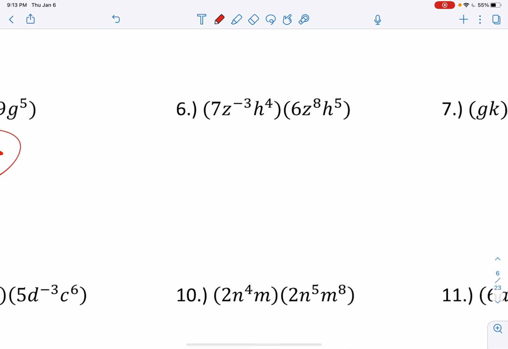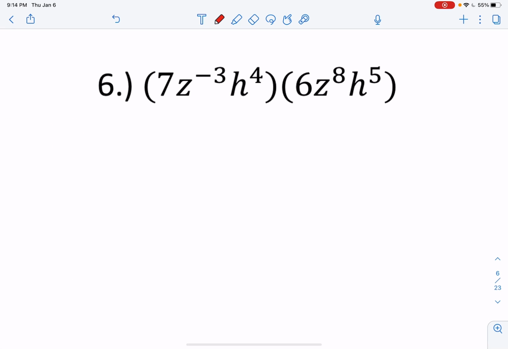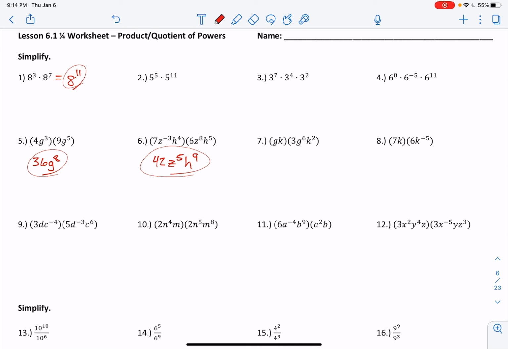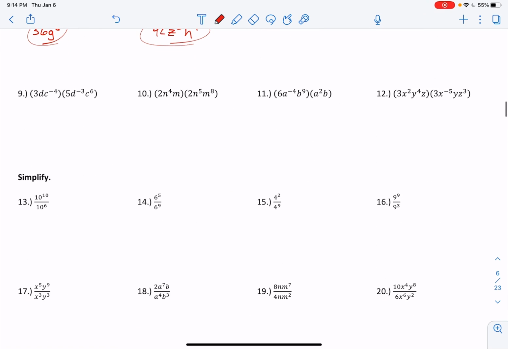Do the same thing here, except here's with more. So I get 7 and 6. Remember, I don't add those, I multiply them. So that's 42. I have -3 z's, and I have positive 8 z's there, for a total of 5 z's. 4 h's and 5 h's, total of 9 h's. Do the same thing for 7 and 8. And honestly, yeah, the rest of those as well.